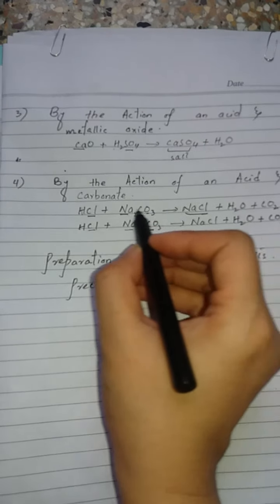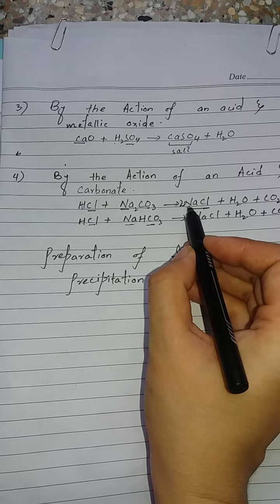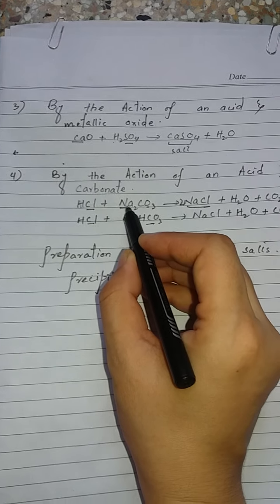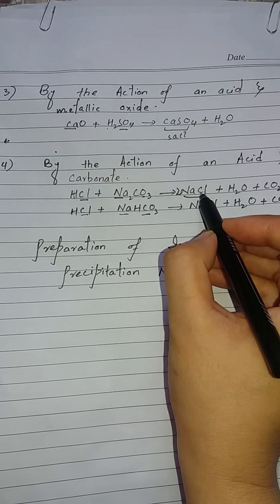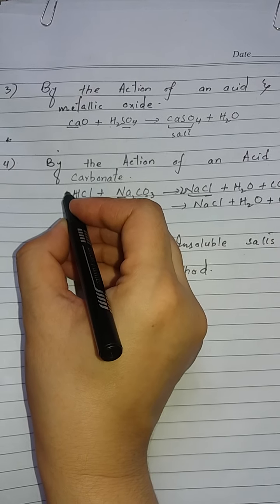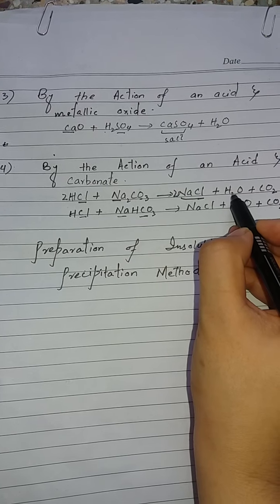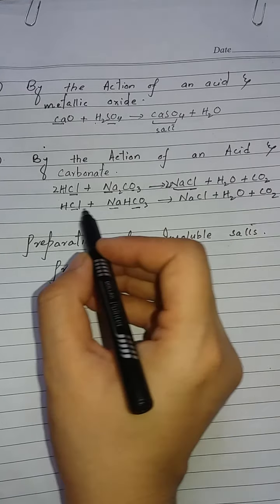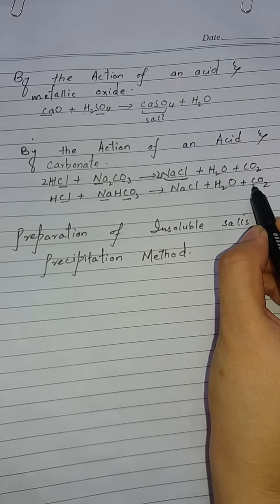To balance this first equation, we write here 2 because here sodium atoms are 2. Here 2 chlorines are present, so we write here 2 to balance this chlorine atom and this hydrogen atom, which is here 2. Similarly, this equation is already balanced.